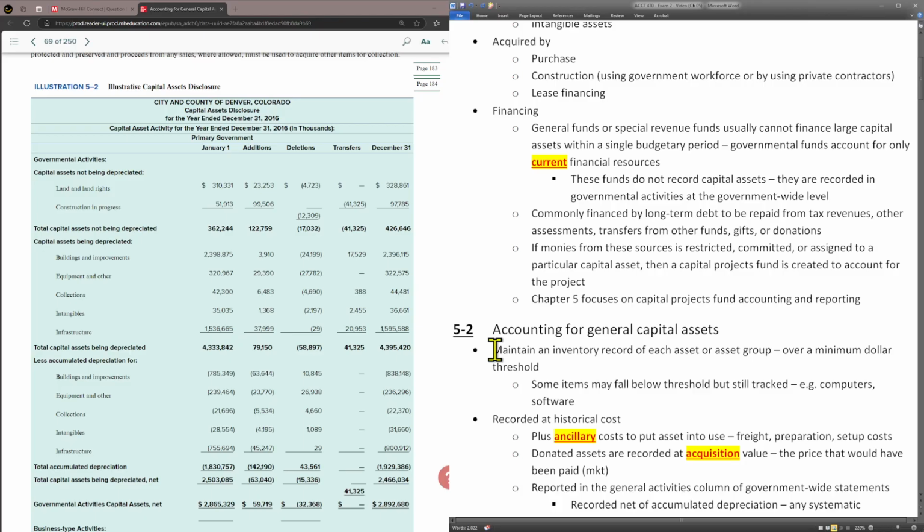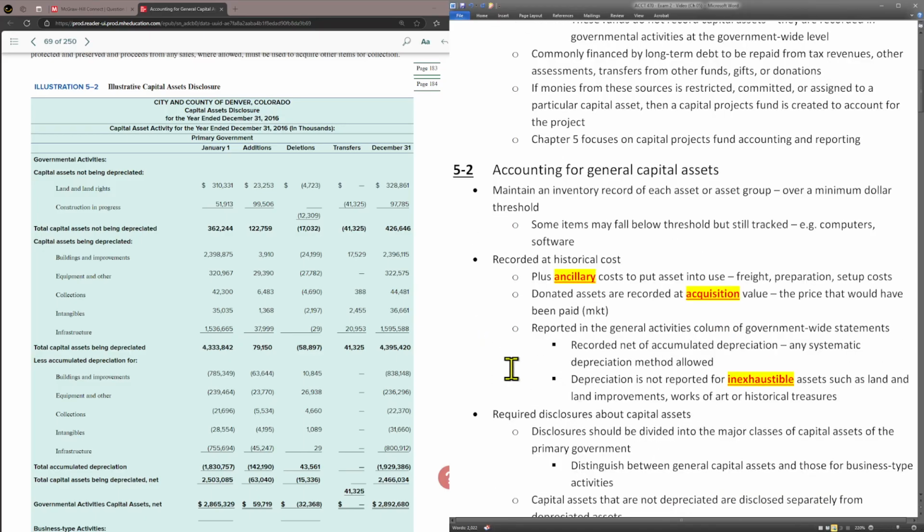Specifically, if monies from sources are restricted or committed or assigned, remember that sort of hierarchy of earmarking money, then it has to go into a capital projects fund. It has to be because you need to set it aside to track it independently. Accounting for general capital assets.